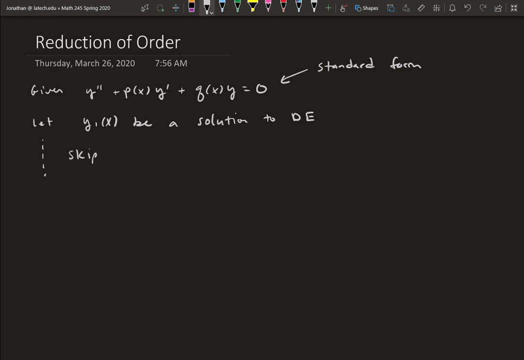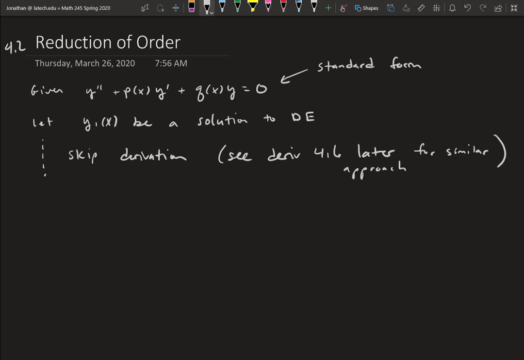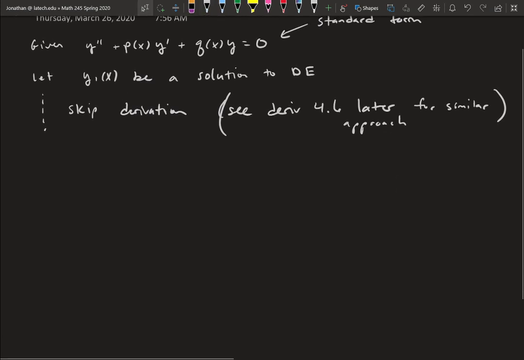Skip derivation. It's basically 4.2. Skip the derivation. See derivation 4.6 later for a similar approach as to what we do here to get this formula. So if you really want to come back to this after we do 4.6, feel free.